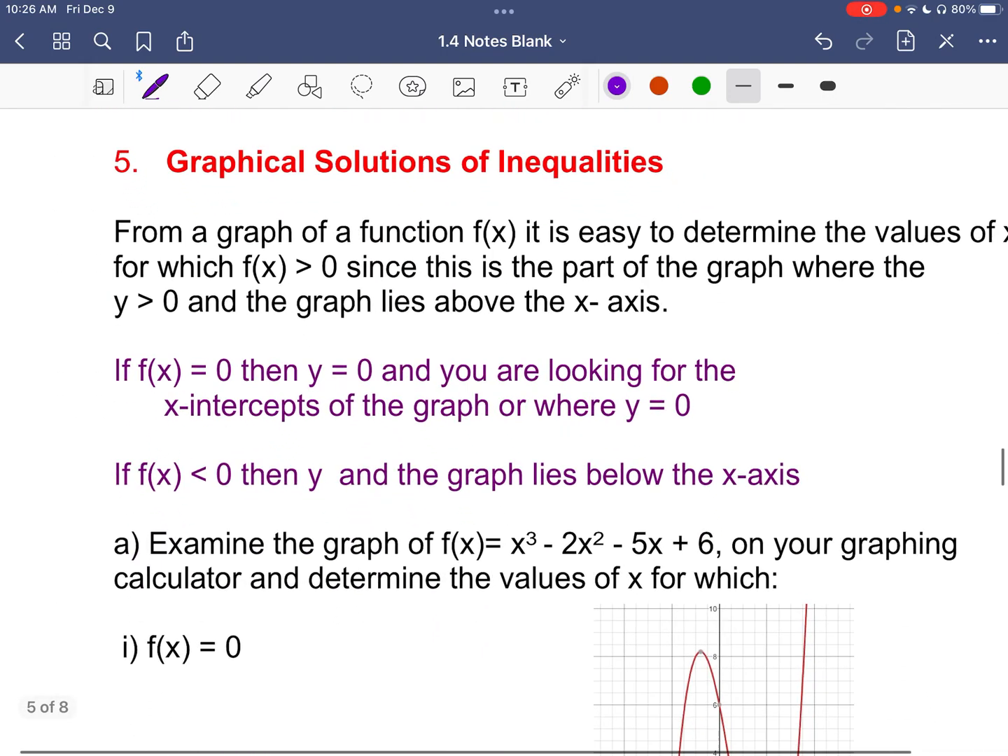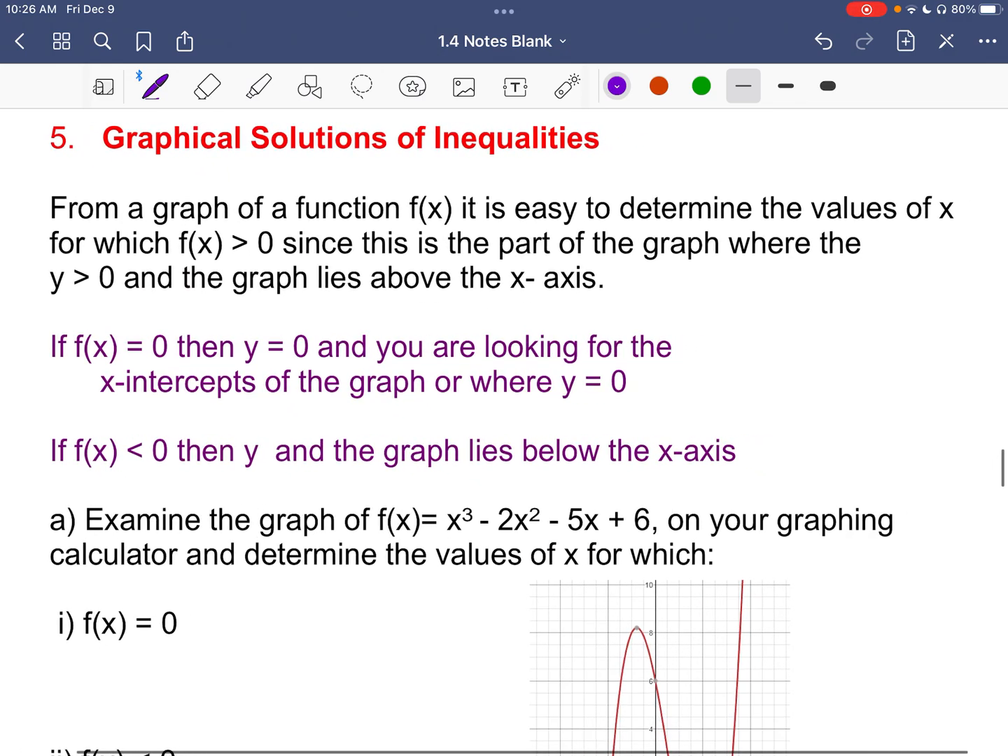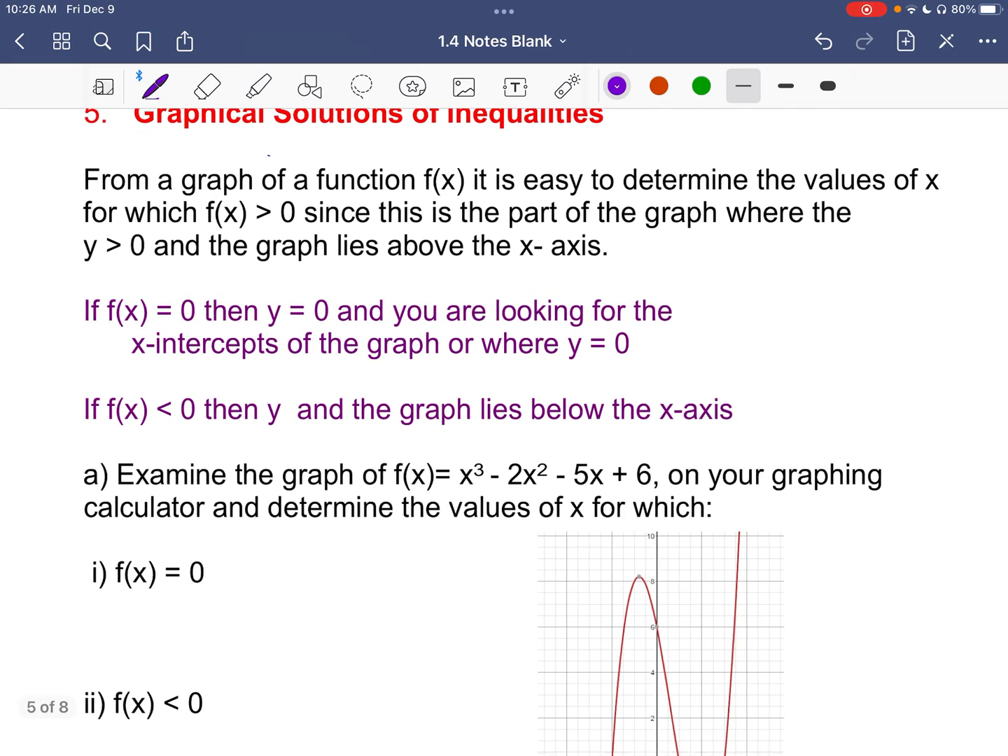Okay. So graphical solutions of inequality. So from a graph of a function, it's easy to determine the values of x for which f of x is greater than 0, meaning f of x is positive, since the parts of the graph where y is greater than 0 are above the x-axis. So if f of x is equal to 0, then y is equal to 0, and you're looking for x-intercepts. And if f of x is less than 0, meaning if our y is negative, that's going to be below the axis.